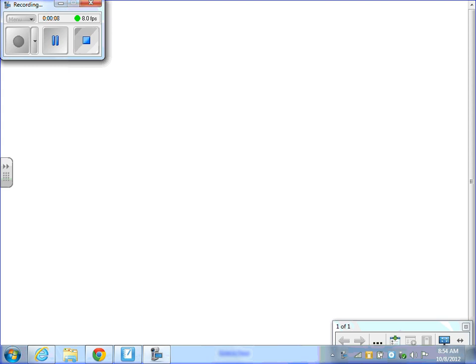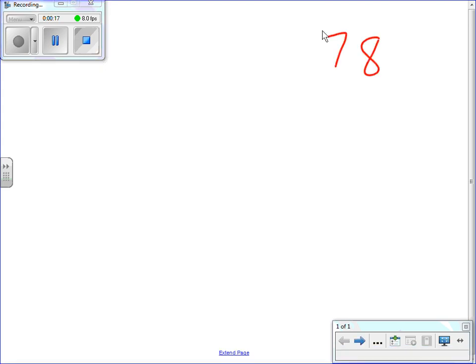This exciting lesson on how to do multiplication 3 ways will be recorded just in case we want to see it later. Today we're going to multiply 78 times 53 standard algorithm style.